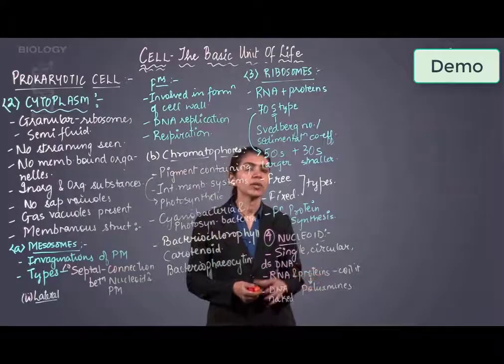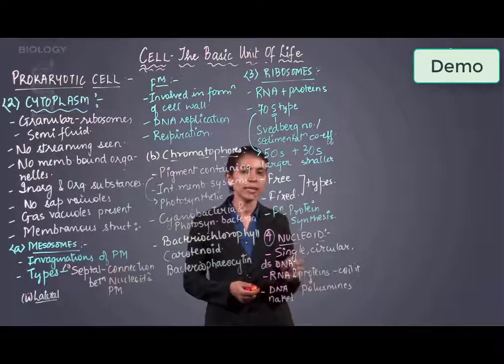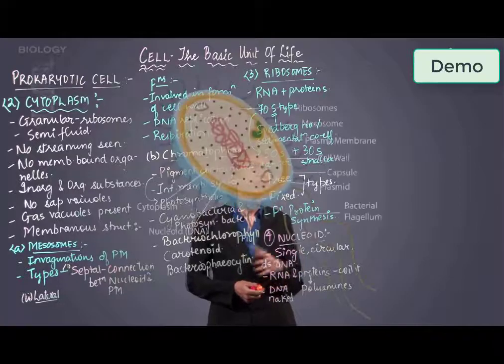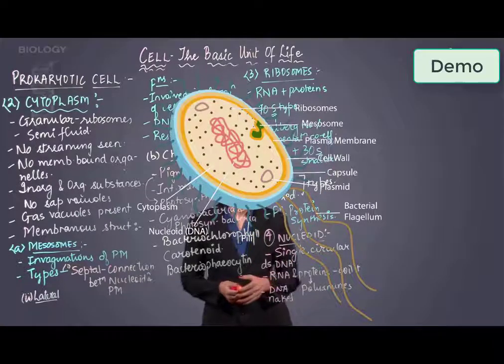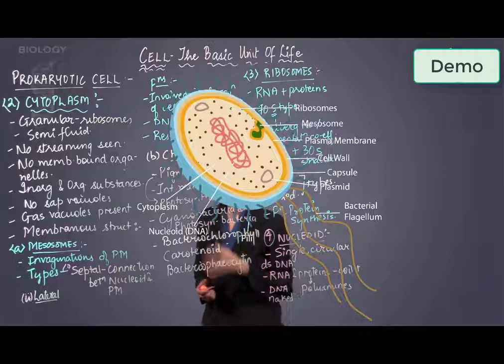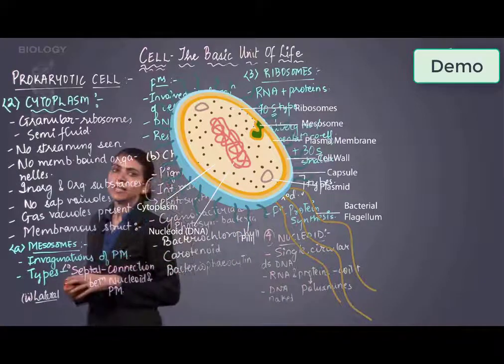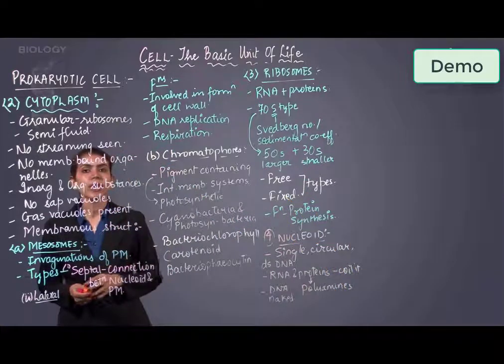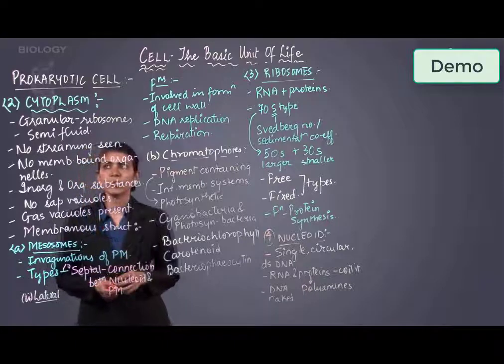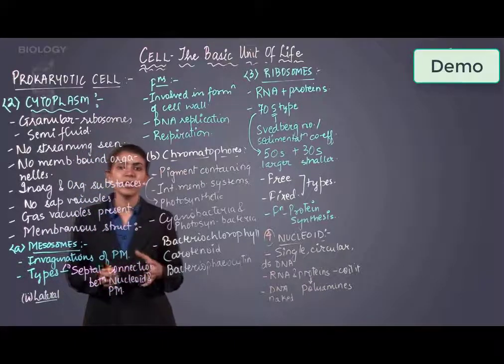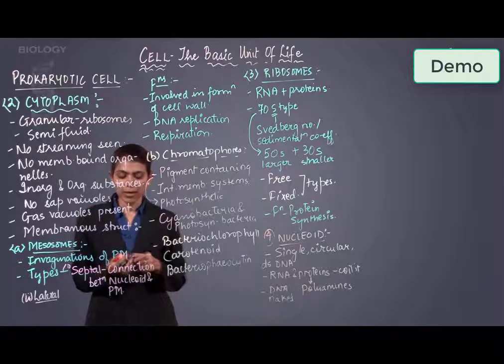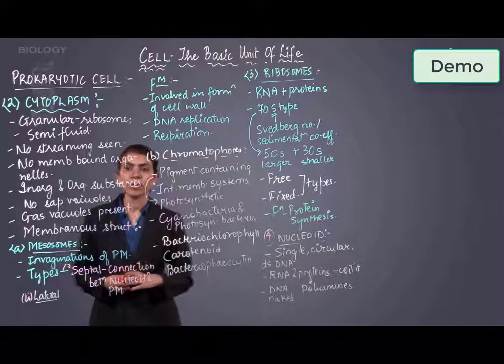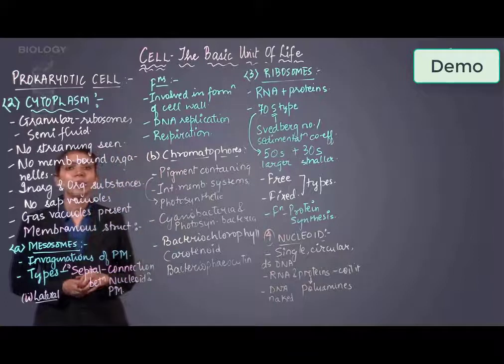So that was about the fourth structure, that is the nucleoid in the prokaryotic cell. Let us revise through and go through the diagram also at the same time. The second structure of the prokaryotic cell is the cytoplasm. The cytoplasm in the prokaryotes is granular because of presence of ribosomes. It is semi-fluid. The cytoplasm is also called as the ground substance or the matrix. There is no streaming movement of the cytoplasm seen, and there are no membrane-bound organelles.